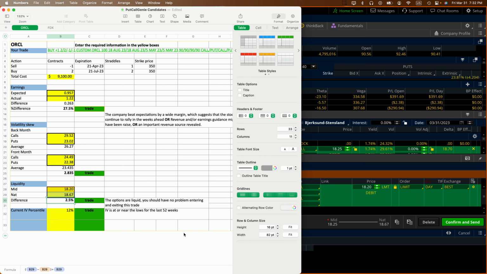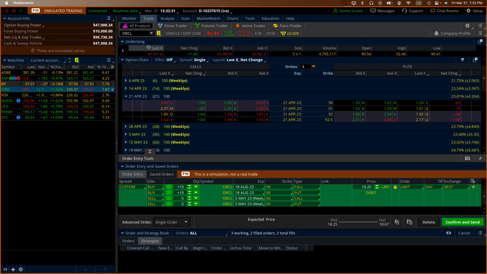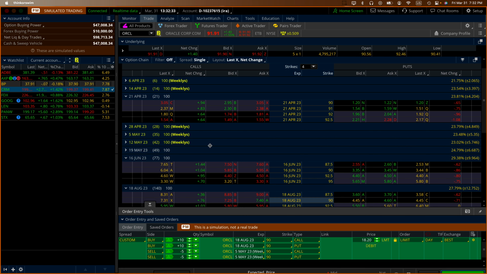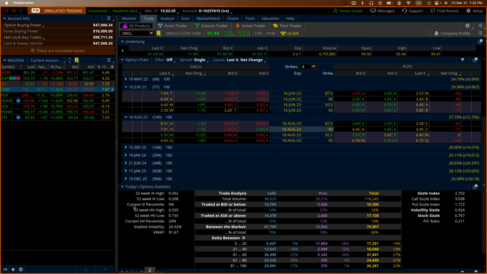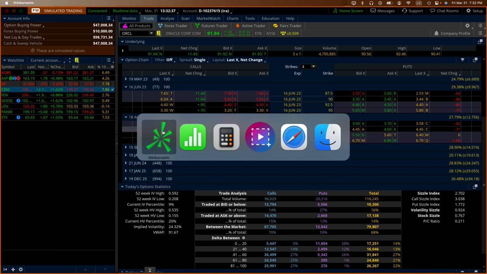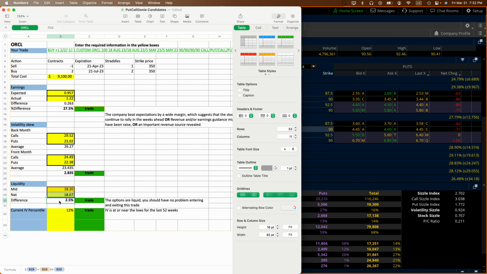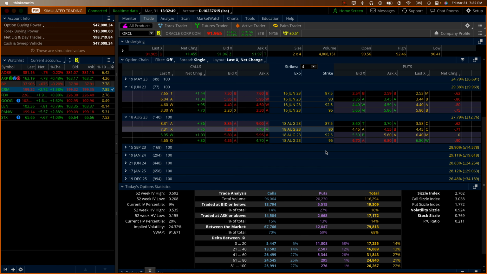And finally, the current IV percentile. You go to the trade tab, scroll down, look at the current IV percentile, that's 9. And if it is less than 15, we're fine. So I'm going to put a 9 here. Great. So everything checks out. All my factors here are in green, and I say, let's go with it.